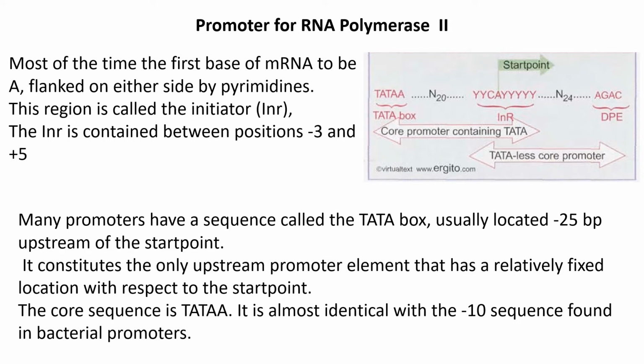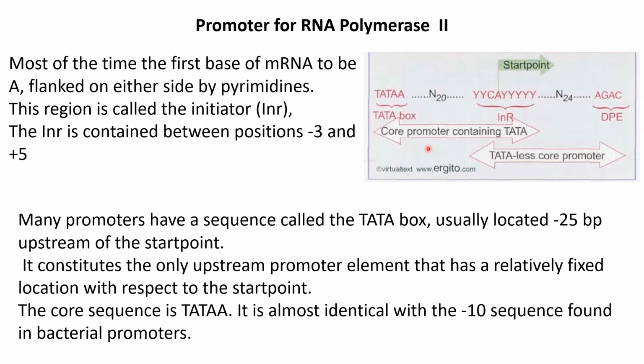Now let's talk about the promoters for RNA polymerase 2. Basically, the promoters for RNA polymerase 2 are of two types. One contains the Tata box, that is the core promoter containing Tata sequence, and the second is the Tata-less core promoter. We are going to study them one by one.